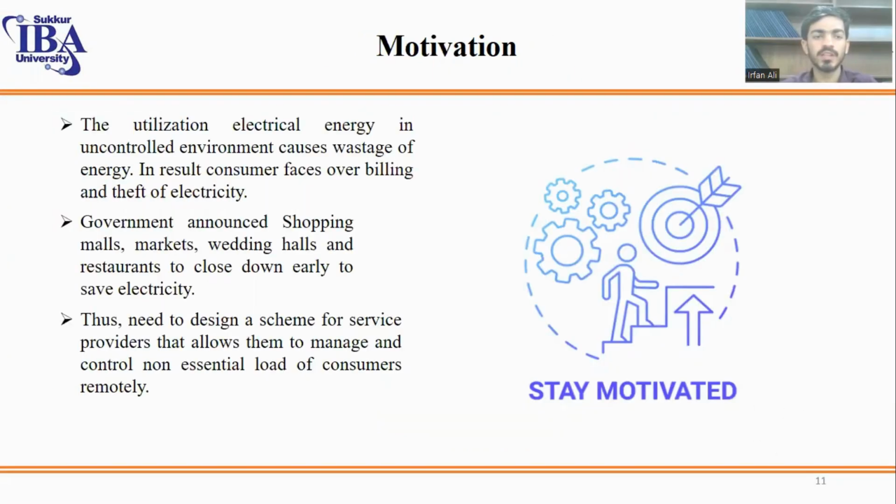Motivation. The utilization of electrical energy in an uncontrolled environment causes wastage of energy. As a result, consumers face overbilling and theft of electricity. The government announced that shopping malls, markets, wedding halls, and restaurants should close down early to save electricity. Thus, there is a need to design a scheme for service providers that allows them to manage and control the non-essential load of consumers remotely.